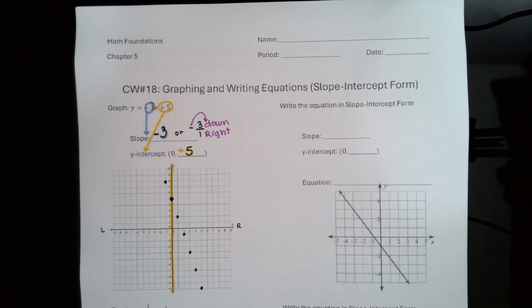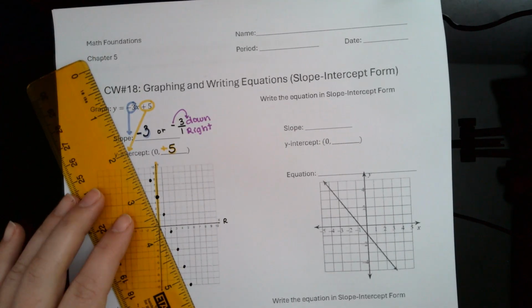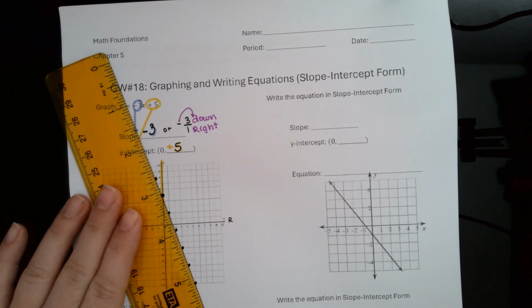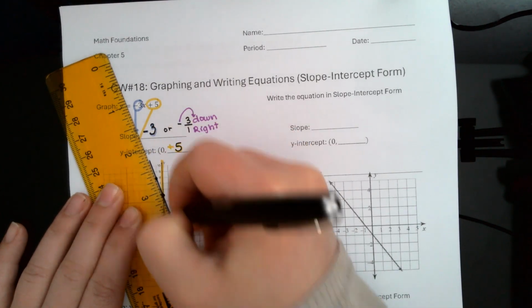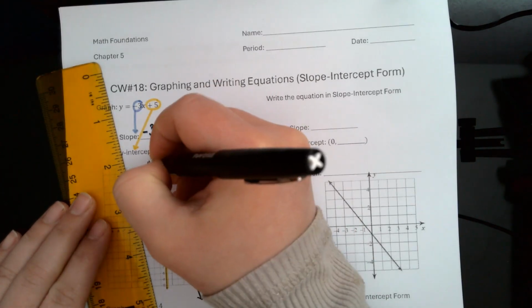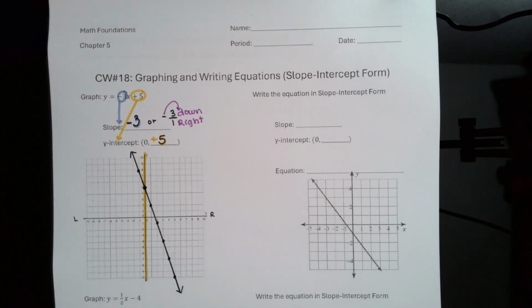Then I'm going to pick up a ruler, placing the ruler slightly below my dots. And then I'm going to connect. When you make your line, make sure your line is a little bit on the larger side, just like this.